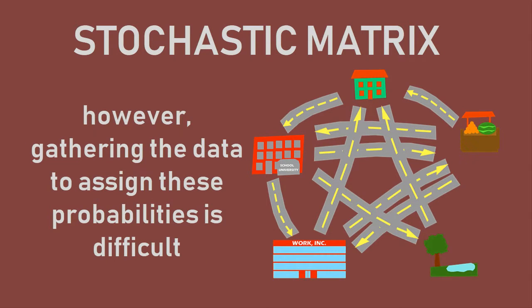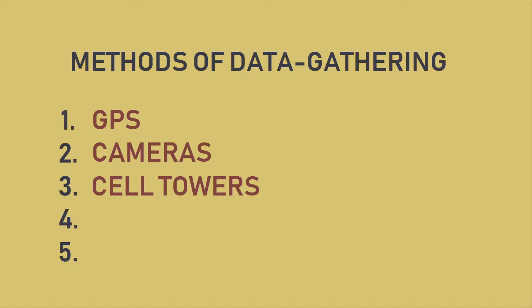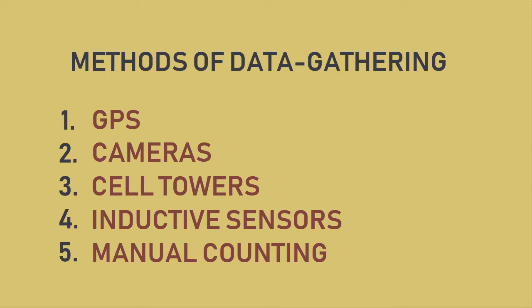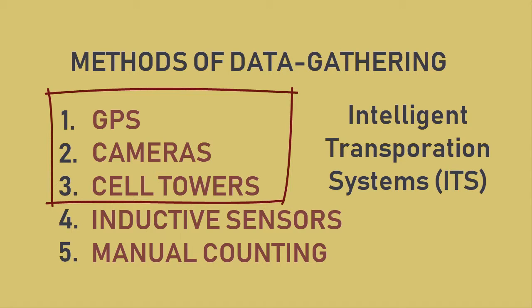The downside is that gathering the data required to assign these probabilities is difficult. These probabilities can be approximated by measuring the trajectories of vehicles that take the road for some amount of time. We'll discuss 5 major methods to gather the data: through GPS, cameras, cell towers, inductive sensors, and manual counting. The first 3 methods, GPS, cameras, and cell towers, are considered Intelligent Transportation Systems, or ITS. We will discuss ITS further in a future video.